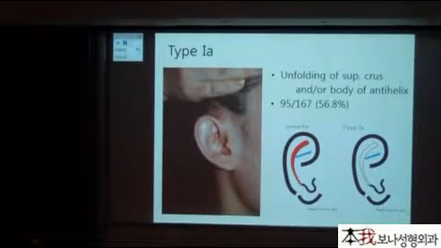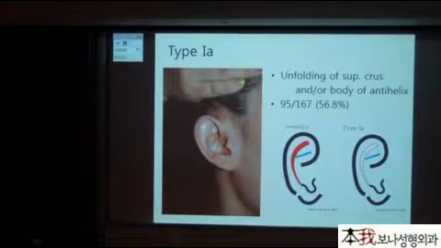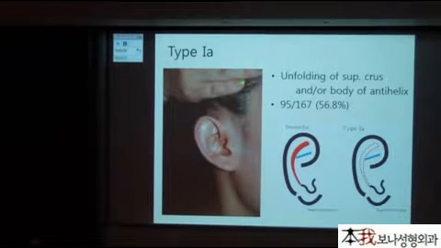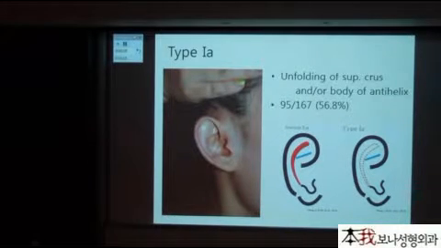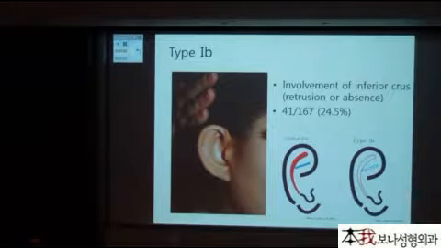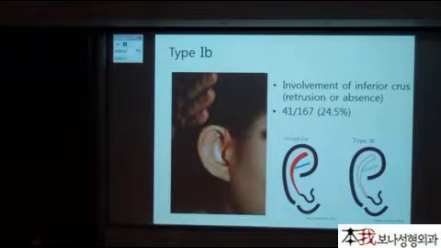Here is an example and illustration of type 1A. There were 95 cases. An example and illustration of type 1B. Type 1B cases were not so rare in this study. The frequency of this type was 41 cases, 24.5%.